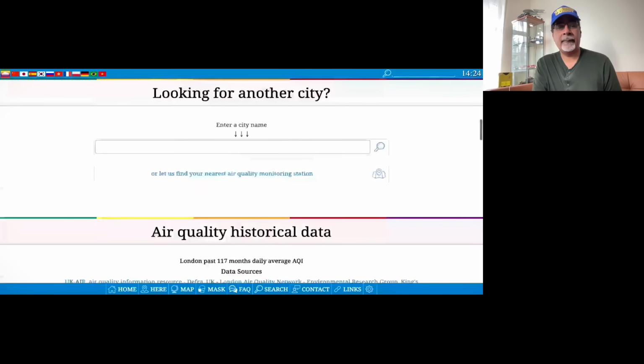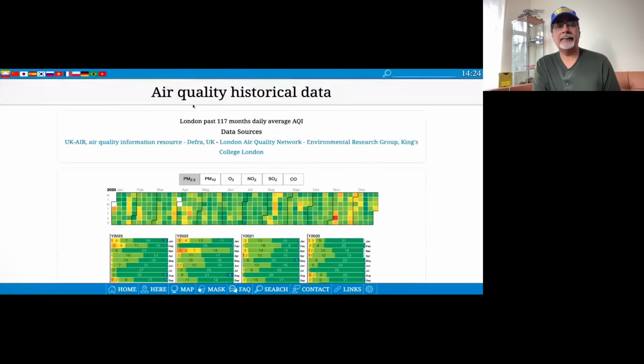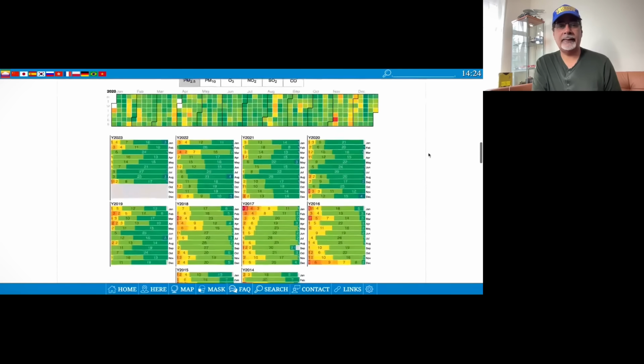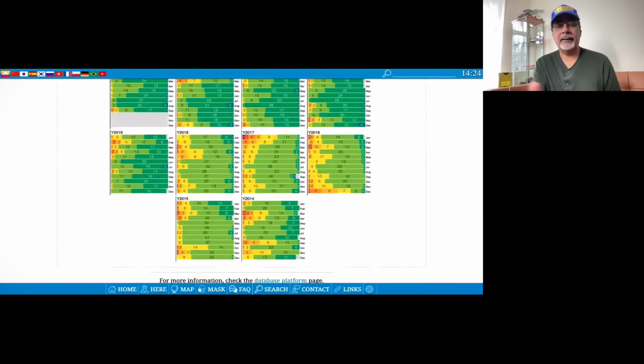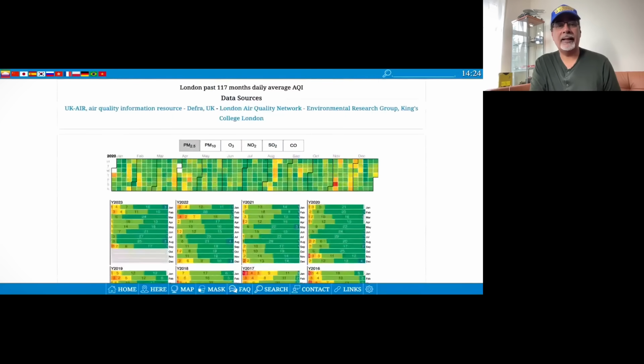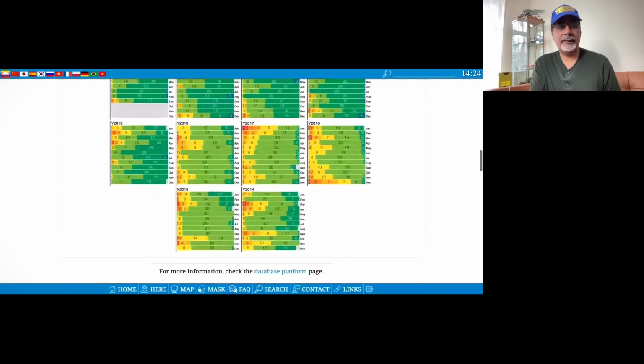The reason I'm going to use this one is because when you scroll down, as you can see, it has this air quality historical data, and I like the way they've done this. The way that it's accessible here is you can see, look at that, you can see back to 2014. Remember, this is all for London, so this is back to 2014. You can see all of the data.